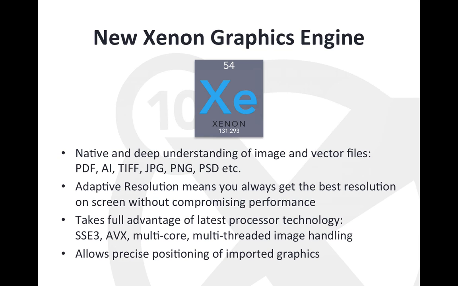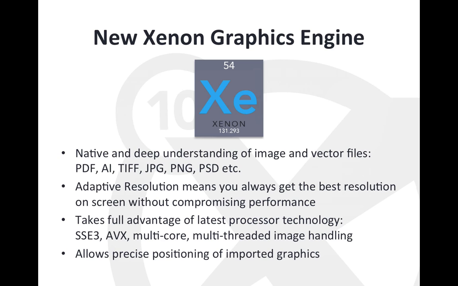And what we've done with Xenon, firstly, is developed a native and very deep understanding of images and vector file formats. So our graphics object model can understand PDFs, Illustrator files, TIFFs, JPEGs, PNGs, Photoshop files. We've implemented something called adaptive resolution, which means you always get the best resolution on screen without having to compromise performance. And in order to do that, we've taken advantage of the very latest processor technology.